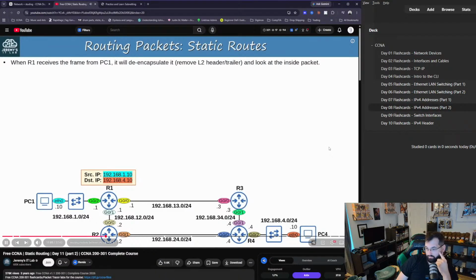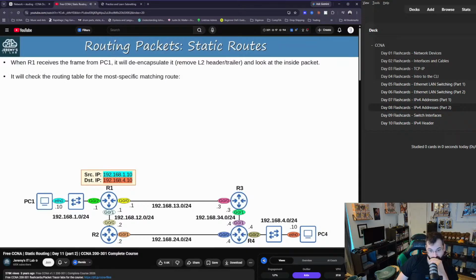R1 receives the frame, it will de-encapsulate it, meaning it will remove the layer 2 header and trailer, and look at the inside packet. It will then check the routing table for the most specific matching route. It has to make a decision about what it will do with this packet.